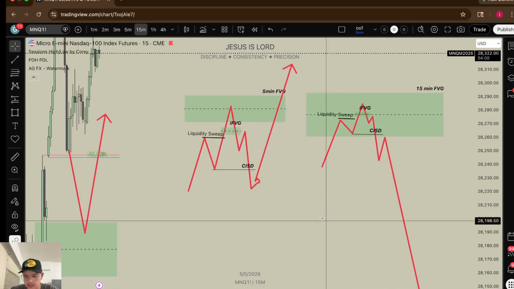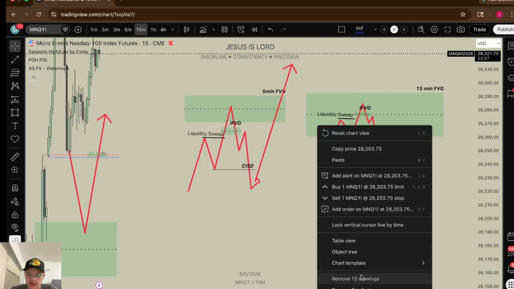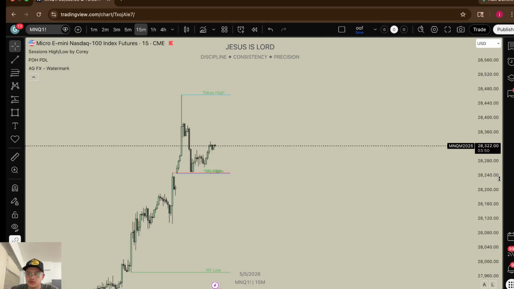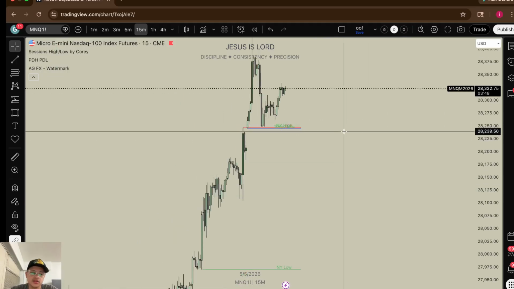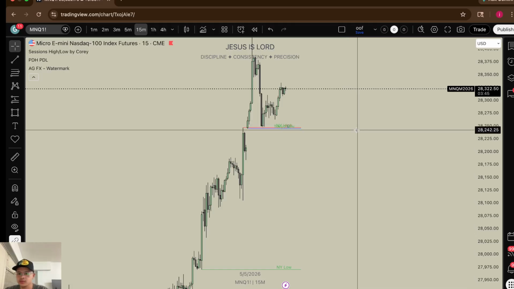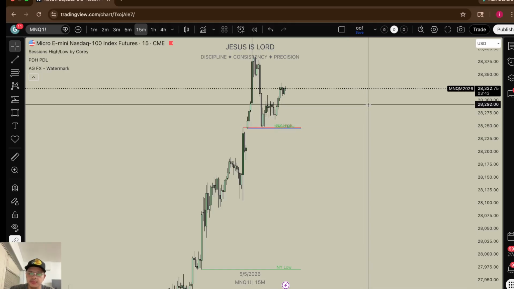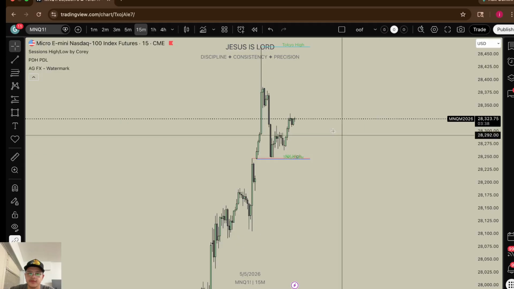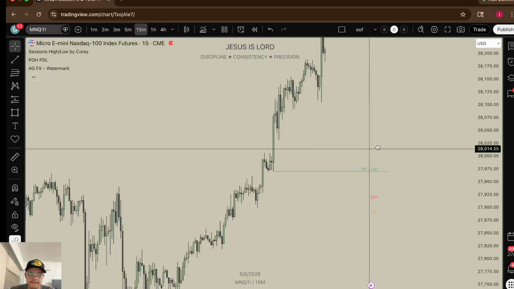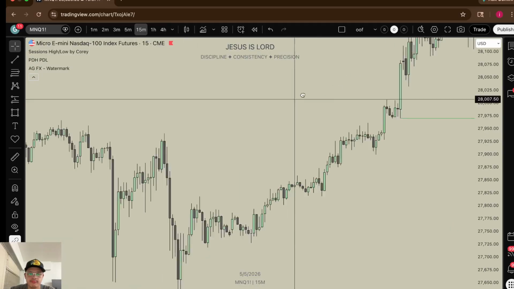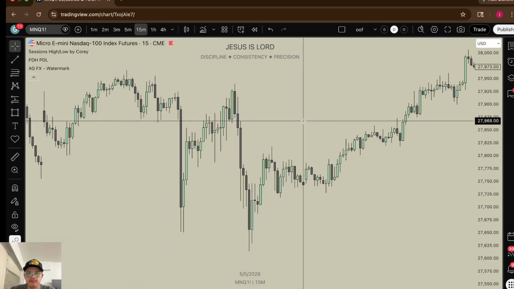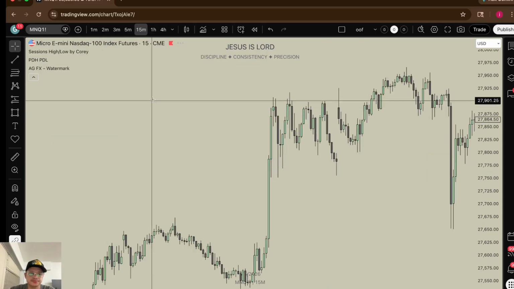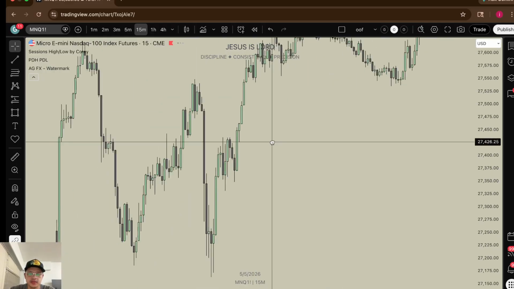Okay, let's get rid of this. Let's look for real chart examples of 15-minute fair value gap reactions. So yeah, our first entry, the first confluence that we should be looking for if you want an A++ setup is a reaction from a 15-minute fair value gap. Let's look for an example here, guys, okay?